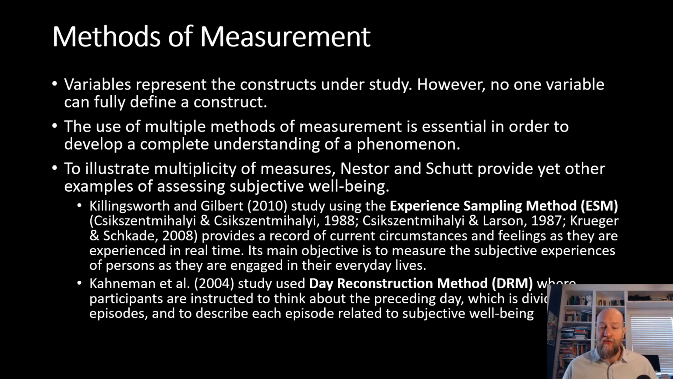So now, between the day reconstruction method and the experience sampling method, and then Diener's satisfaction with life scale, we have three methods of getting at one construct, right? Multiplicity of methods, hopefully giving us a better, more accurate measurement of this construct that we're interested in, happiness or subjective well-being.